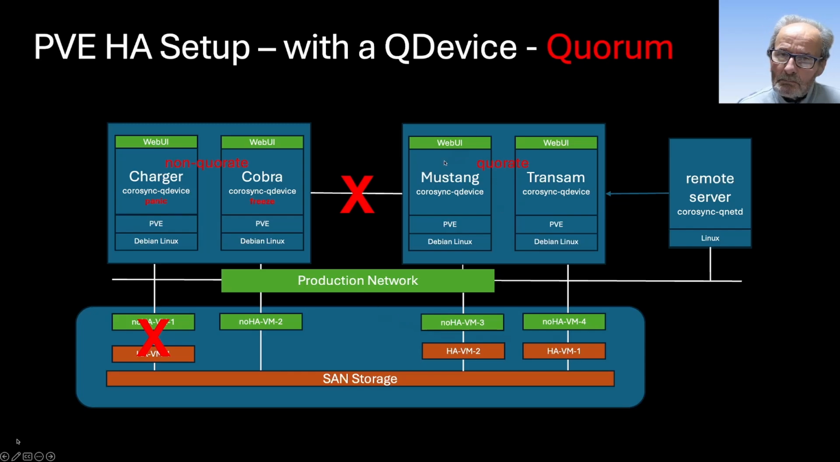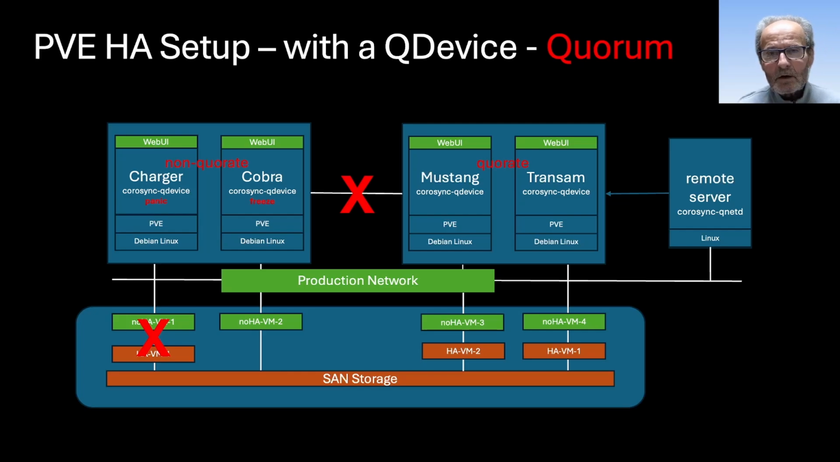Whether it starts it on Mustang or Trans Am is debatable, but probably Trans Am, simply because the Coruscant daemon does basic load balancing more by spreading the numbers out than actually trying to work out whether one VM is more heavily loaded than another. So it's a very simple load balancing mechanism. And that's it. So we now have our cluster back up.